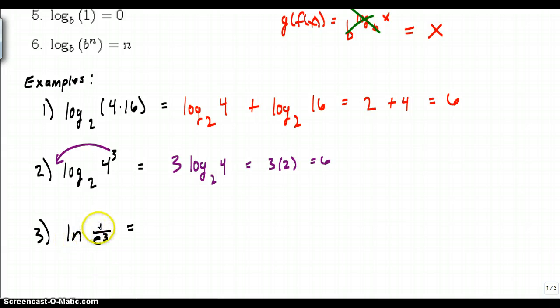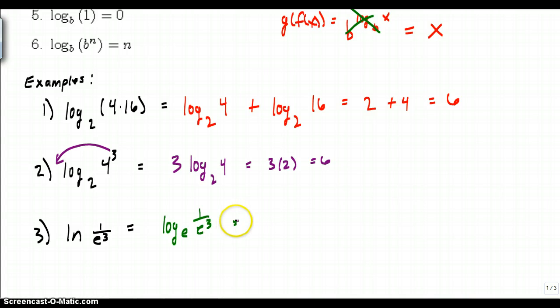Here we have the natural log of 1 over e cubed. Remember that the natural log is log base e. So I have log base e of 1 over e cubed. You don't have to write log base e, but I just write it so you can remember that natural log is log base e.